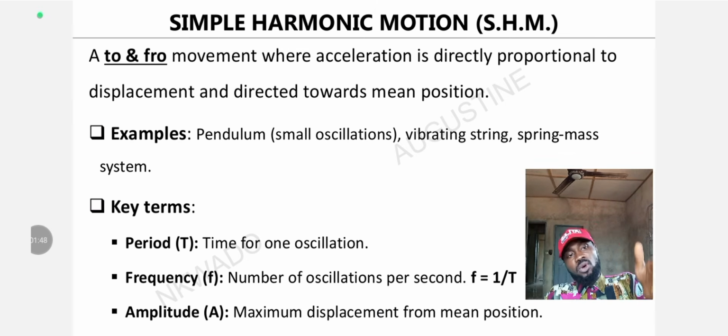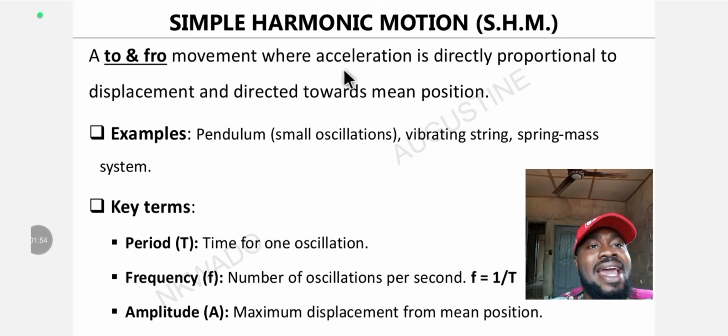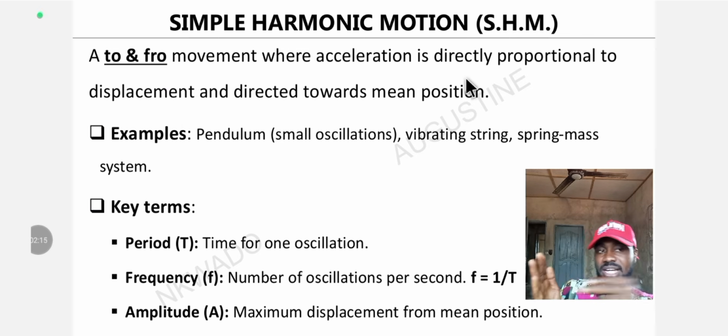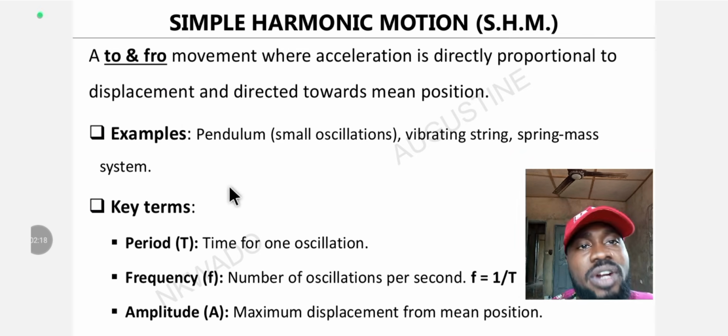The other mean point is here, where it hits and returns. It hits and returns, okay? So that's the mean point. So it says it's directed towards the mean point. This acceleration is not only directly proportional to the displacement of this motion, but is directed towards the mean position. So the acceleration is also directed towards the what? The mean position. For example, pendulum, small oscillations.